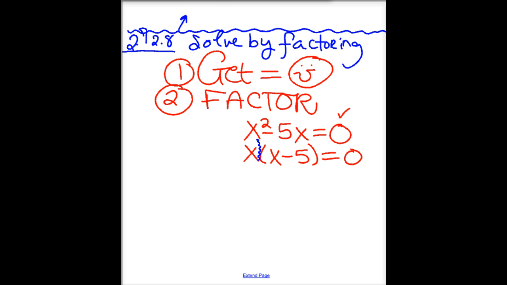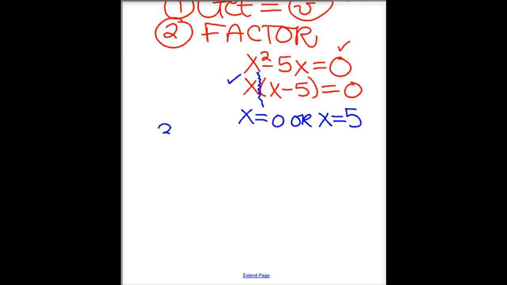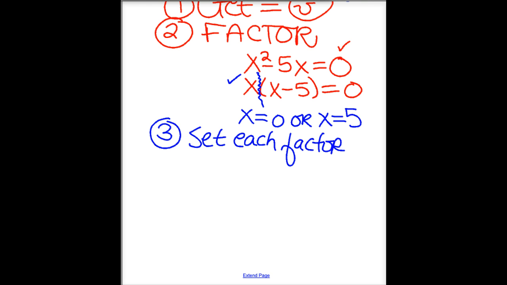So each piece will supply us with a solution. Either x itself is 0, and this will get obliterated in the first term, or x would have to equal, because x minus 5 would have to equal 0, x would have to equal 5. So we're going to be careful about that. So once we factor it, number 3, we set each factor, my smartboard's on a little bit of a delay here, equal to 0, and we solve it.